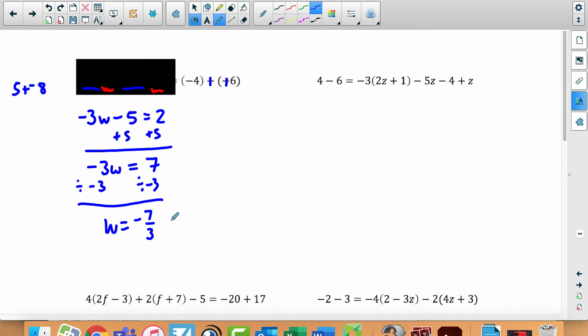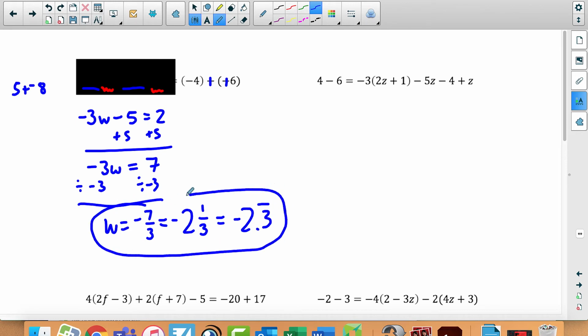So this is totally okay to write it like that, or you could write it as a mixed fraction. How many 3's go into 7? 2 with 1 left over, and 3 remains your denominator. Make sure it's still negative. Or you could put it in your calculator, and you'll get negative 2.33333333, so 3 repeating. Any of these answers are fine.